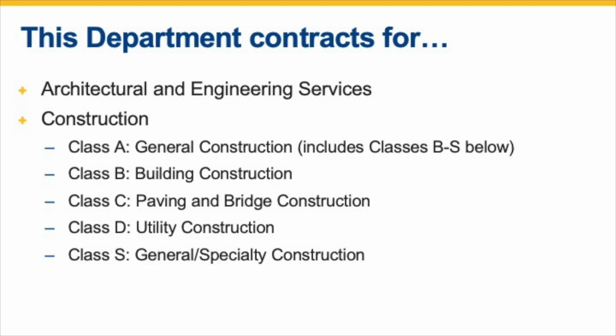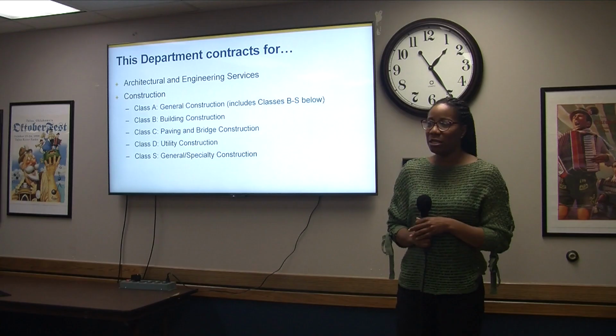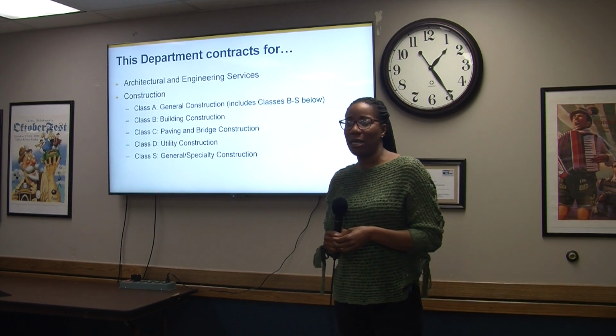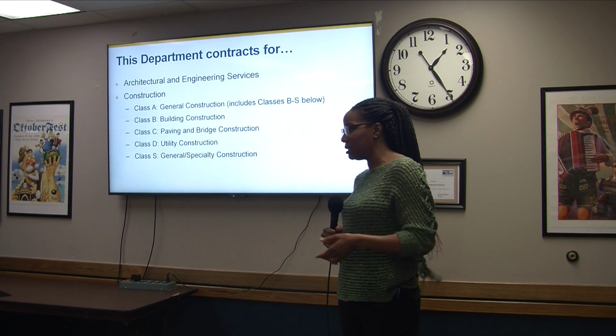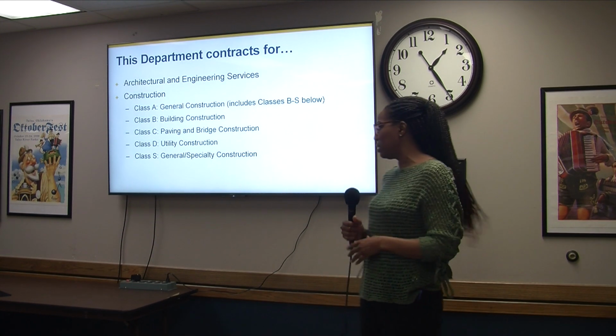A is going to classify you to do all general construction amongst the umbrella. B is building, as it says. C is paving, bridge, some sidewalk work. D is the utility stuff, and S is our specialty, which is like our playground jobs, our swimming pool jobs, and certain city, the PAC, certain things like that.